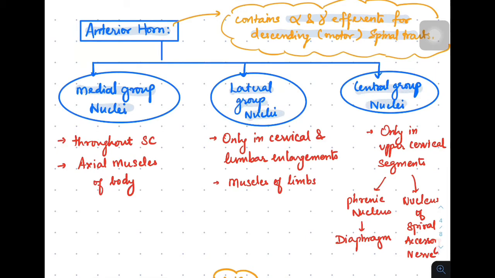The medial group nuclei are present throughout the spinal cord and supply the axial muscles of the body. The lateral group nuclei are present only in the cervical and lumbar enlargements and supply the muscles of the limbs. And the central group nuclei are present only in the upper cervical segments in the form of the phrenic nucleus, which supplies the diaphragm, and the nucleus of the spinal accessory nerve. Okay, so this was about the anterior horn.